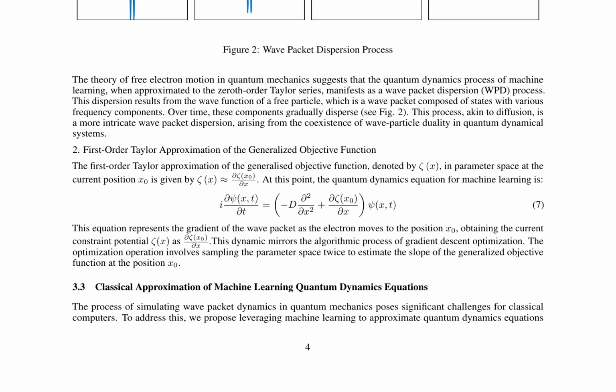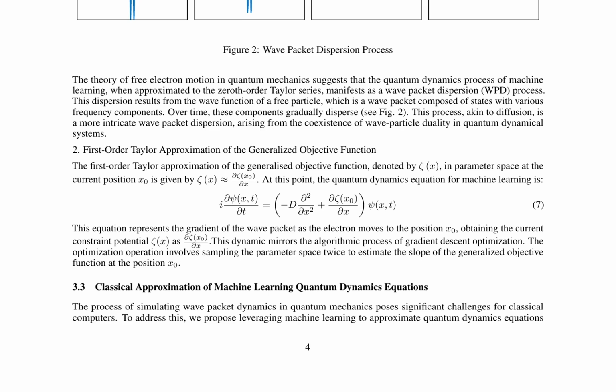Subsequently, they consider the first-order Taylor approximation of zeta(x), given by zeta(x) approximately equals the partial derivative of zeta at x0 with respect to x. The quantum dynamics equation for machine learning is then given by equation 7, which represents the gradient of the wave packet as the electron moves to the position x0, obtaining the current constraint potential zeta(x) as the partial derivative of zeta at x0 with respect to x. This dynamic mirrors the algorithmic process of gradient descent optimization, where the optimization operation involves sampling the parameter space twice to estimate the slope of the generalized objective function at the position x0.